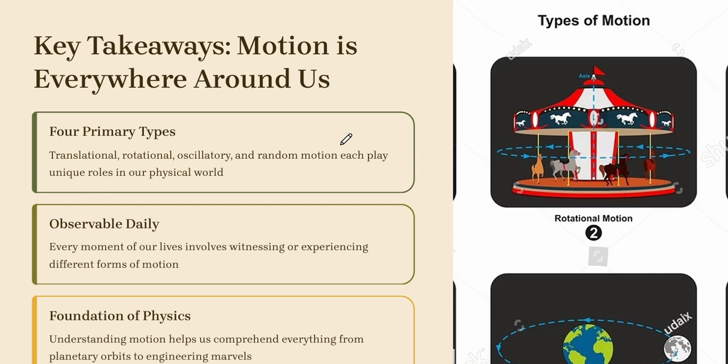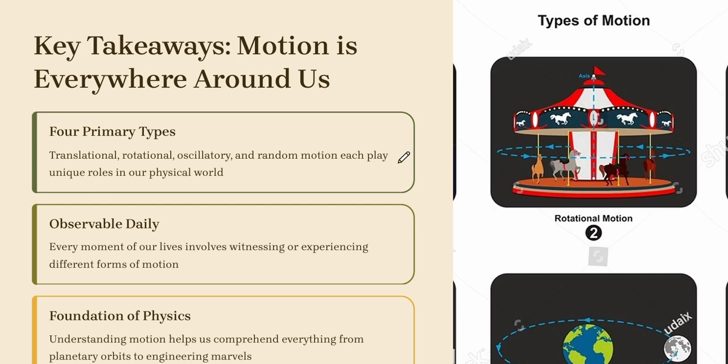When an object or a body moves from one place to another, it is called motion. Translation motion means from one place to another place is translation motion. When it moves straight, then it is linear motion. When it moves in a circular path, then rotational motion. When it moves in a to and fro position, then oscillatory motion. And when it goes here and there, then random motion, right?